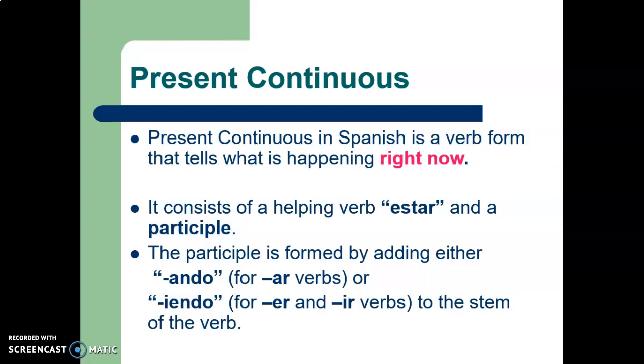So the first part is the present continuous of Spanish is a verb form that tells us what is happening right now. So it's that idea of I am talking right now or I am eating. Okay. So there's two parts to it. There's the helping verb estar and the participle. The participle, or the -ing bit, is formed by adding -ando for -ar verbs or -iendo for -er or -ir verbs. So what you do is you take off the -ar or you take off the -er or -ir, and you add -ando for the -ar verbs and -iendo for the -er or -ir verbs. Okay, so that's that idea of the infinitive.